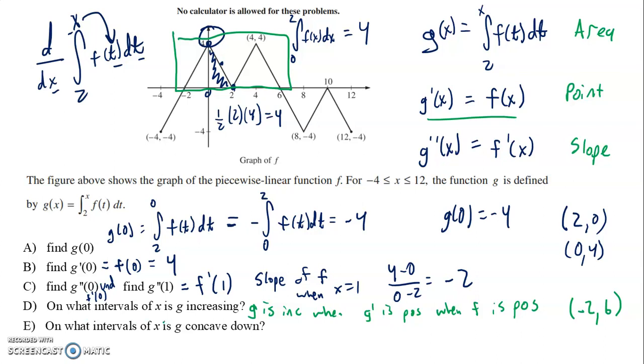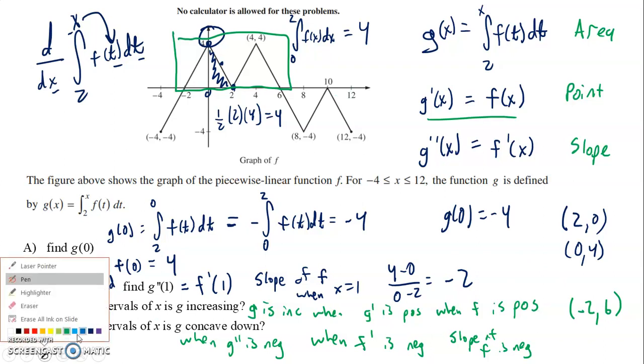On what intervals of x is g concave down? So g is concave down when g double prime is negative. G double prime is the same as f prime, so that's when f prime is negative. F prime means the slope of f, so when the slope of f is negative. The slope of f is negative here, the slope of f is negative here, and here. So we'd have 3 intervals.